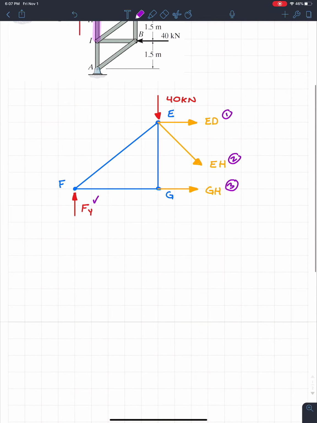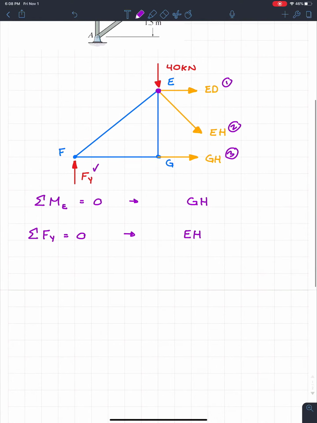For instance, if I were to do the sum of the moments about point E, this point right here, equals 0, we know that both ED and EH will not create a moment because they both pass through that point, but GH will. So GH will create a moment and Fy will create a moment. From this equation, our only unknown is GH, so we can solve for it. Moving on, I can do the sum of the forces in Y equals 0. Both ED and GH are horizontal forces, so they won't be in this equation. However, EH will be, so I can solve for EH.